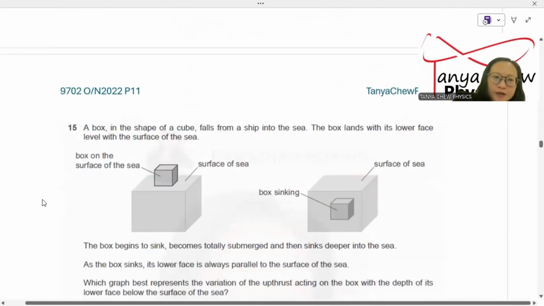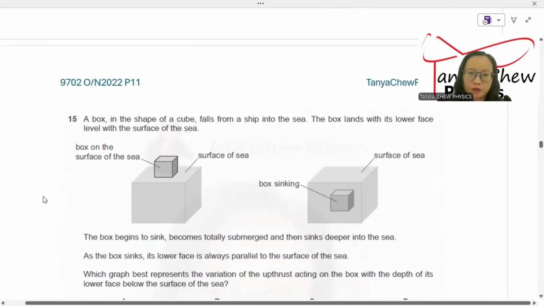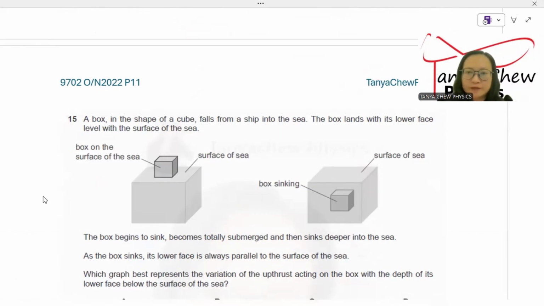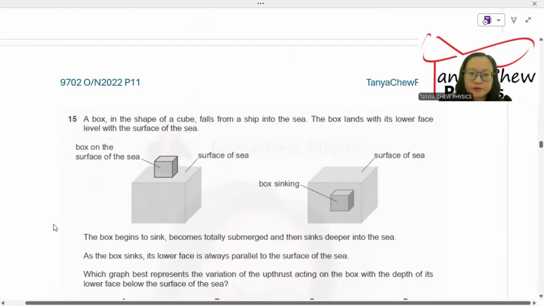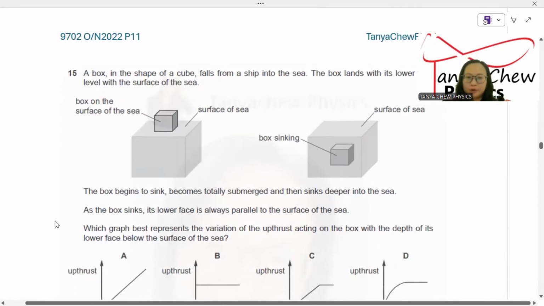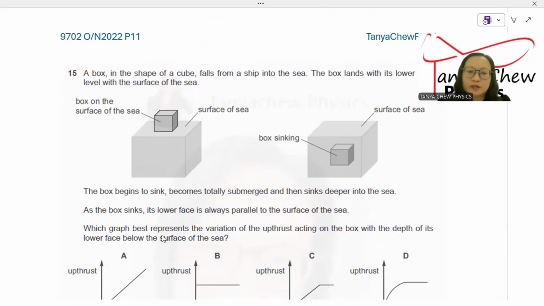Now, number 15. A box in the shape of a cube falls from a ship into the sea. The box lands with its lower face level with the surface of the sea. The box begins to sink, becomes totally submerged, and then sinks deeper into the sea. As the box sinks, its lower face is always parallel to the surface of the sea. Which graph best represents the variation of the upthrust acting on the box with the depth of its lower face below the surface of the sea? Upthrust is a force.